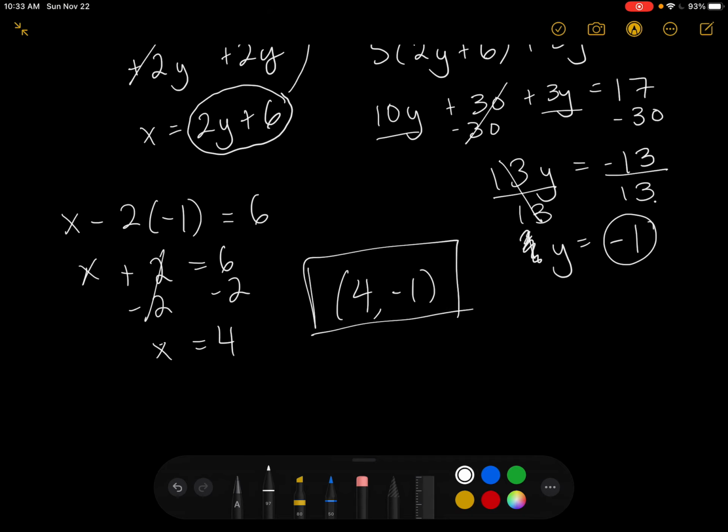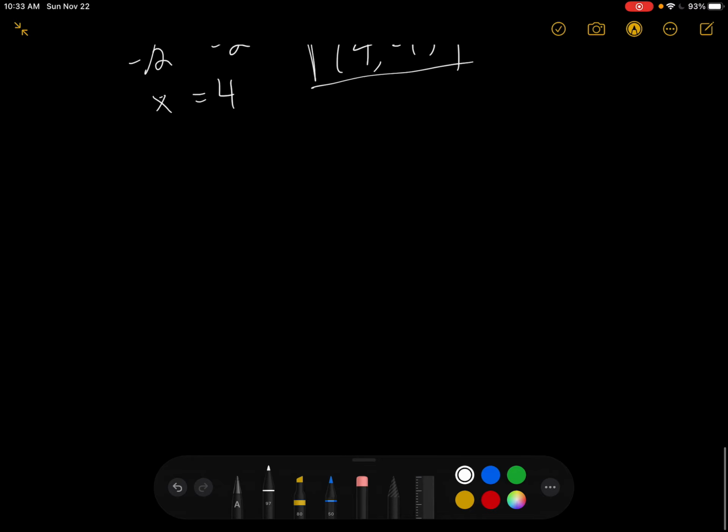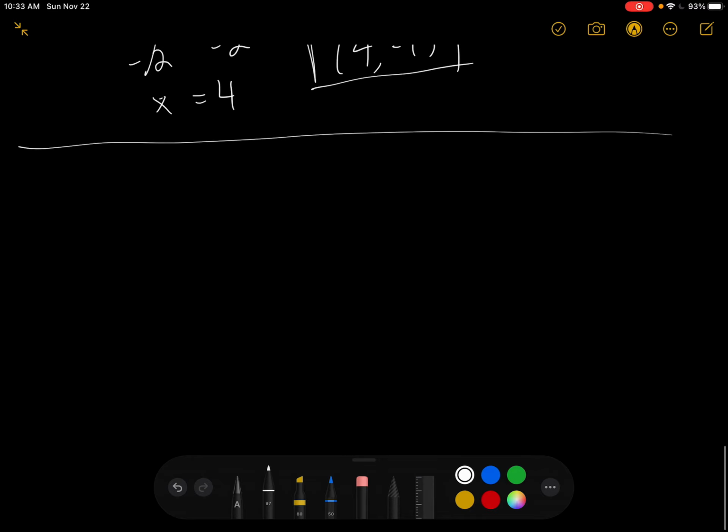This is the point that both of the lines have. This is the point where the two lines cross each other. Okay, let's just do one more for good measure, and then we'll move on.